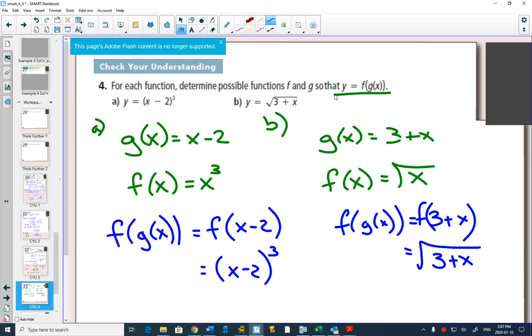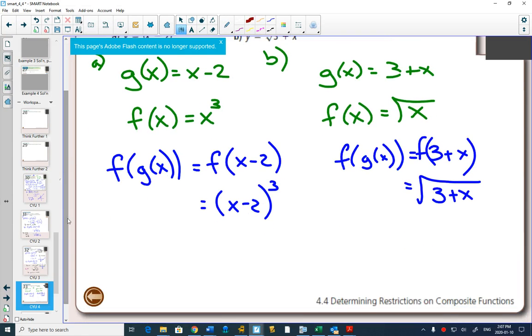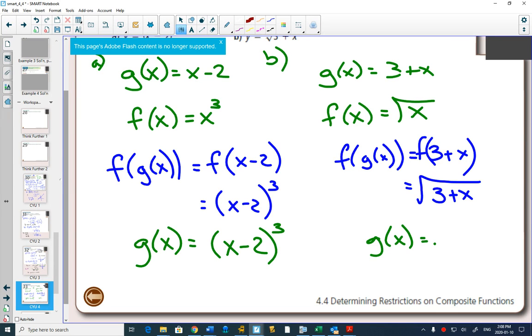But just like before, there's a way to cheat. What happens if you made g of x exactly what you wanted? What happens in B if I made g of x exactly what I wanted? What would f of x be? X. Whatever you plug in stays the same.